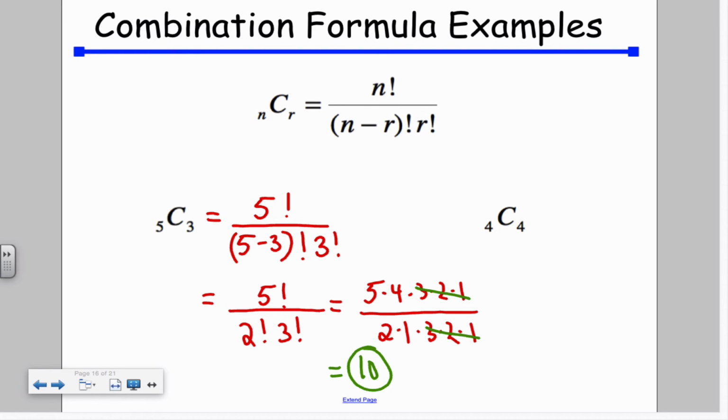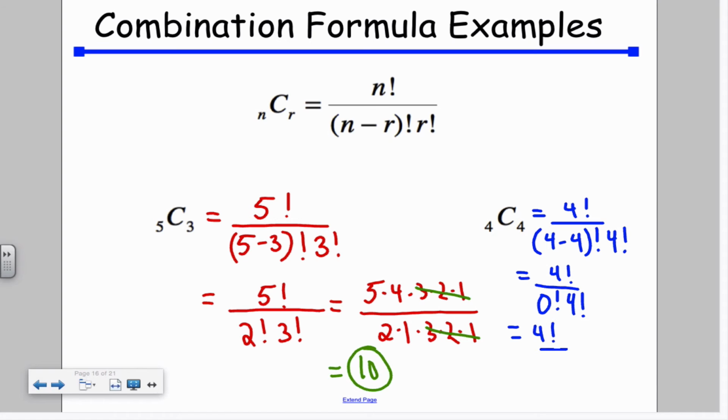Okay. Let's also do the next one. This would be 4 factorial over 4 minus 4 factorial times 4 factorial. And we get 4 factorial over 0 factorial times 4 factorial. So this is where that 0 factorial comes into play, because we don't want a 0 in the denominator. So mathematicians define 0 factorial to be 1. So what we get is 4 factorial over 4 factorial, and our answer is just 1.